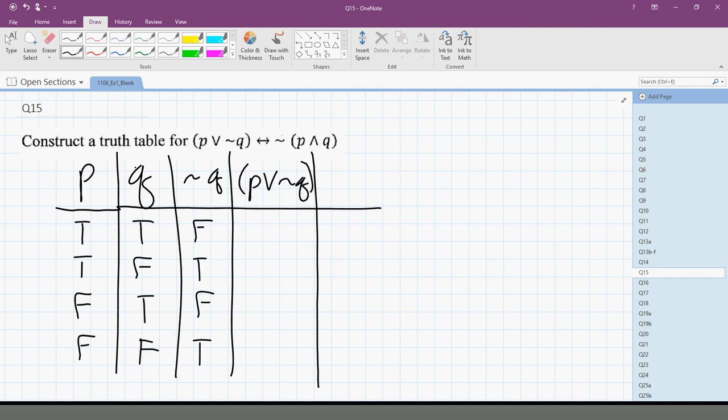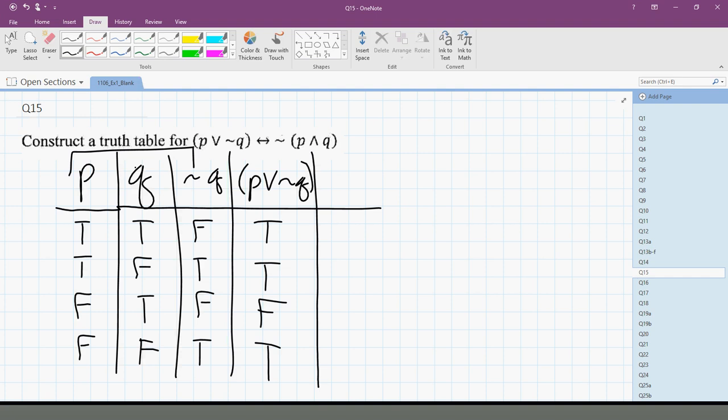All right, so now we're working between these two columns. So what does or mean? It's only false when everything's false. Only false when both are false. So true, true, or true, false gives us? True. True, true, true, false, false, and false, true is true. So there we go. There's our first parenthesis.